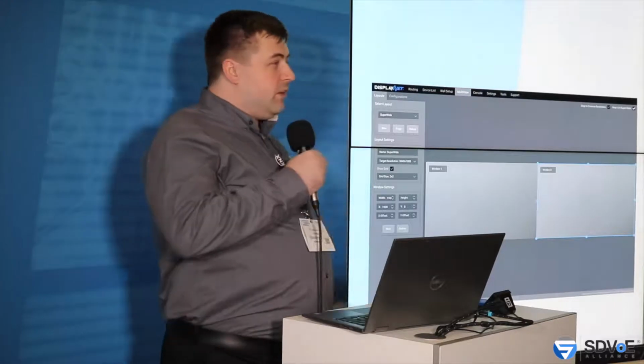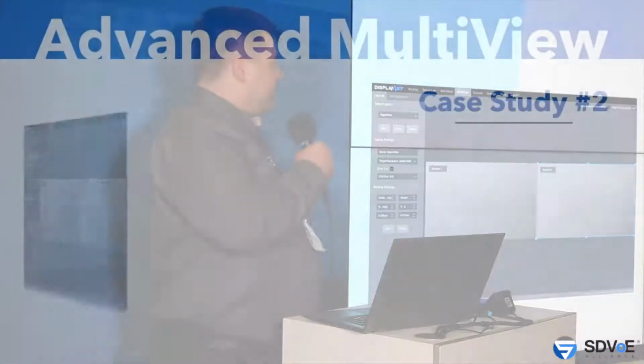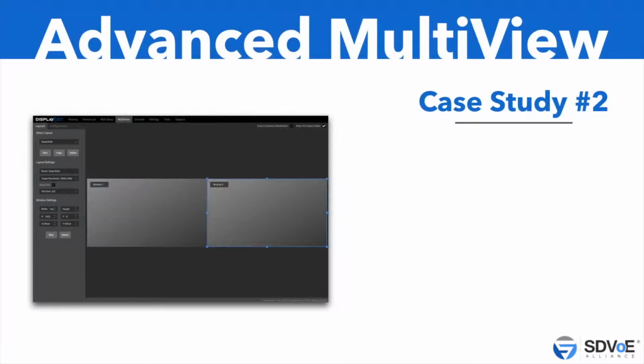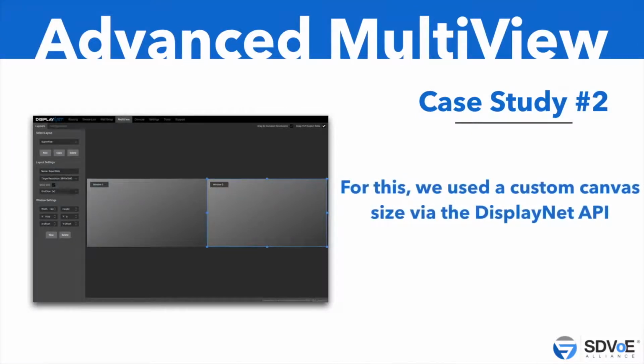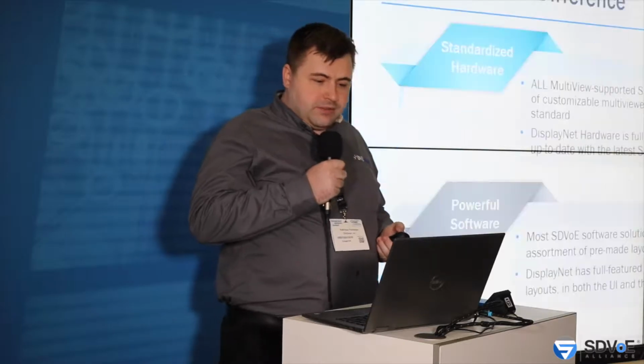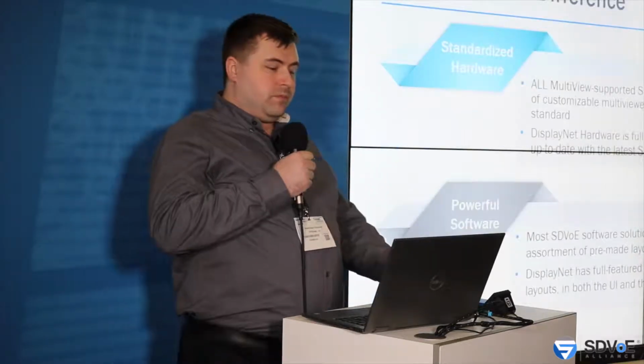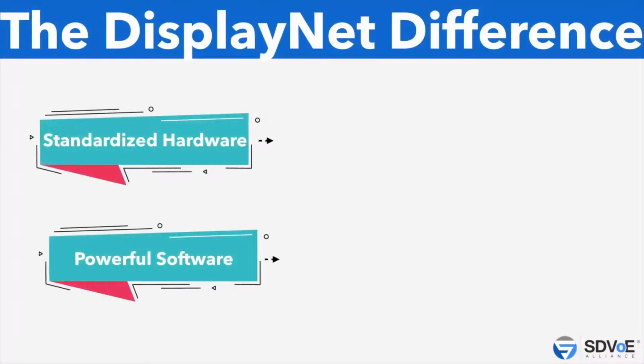To achieve this, we used our API to set a custom canvas size, which is something you can absolutely do when you start taking charge and really leveraging what the SDVoE API can allow you to do. To give a little detail as to how that works, I'm now going to talk about how our product leverages the very flexible SDVoE API to perform these advanced multi-viewer applications. First off, all SDVoE hardware that supports multi-view can support this level of customizable functionality. It's a part of the standard.